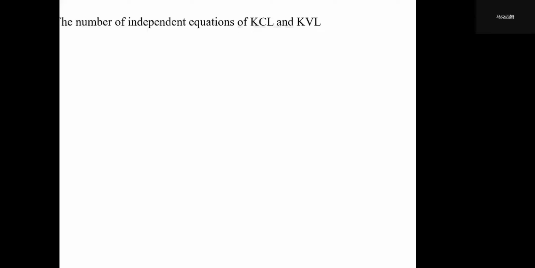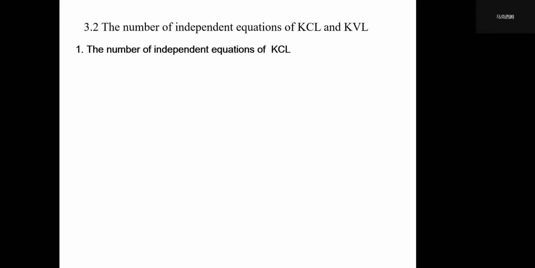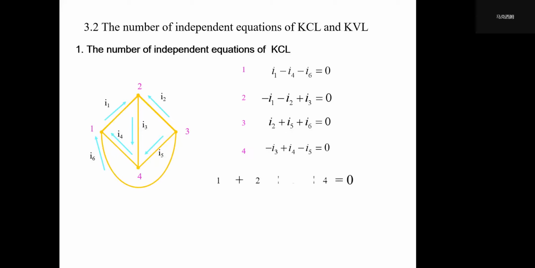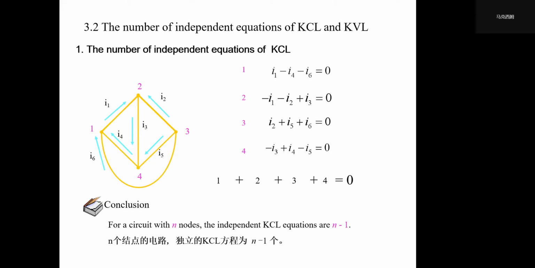And at the very end of the lecture this morning, we learned about the constraint of KCL using this kind of topology. Then we know that the independent number of the KCL equations equals n minus 1, right? So a circuit with n nodes has n minus 1 KCL equations.